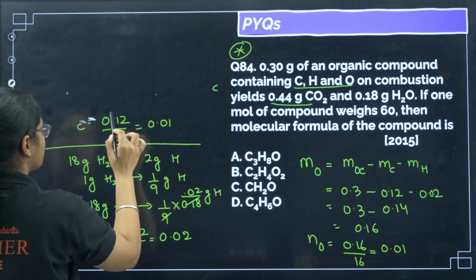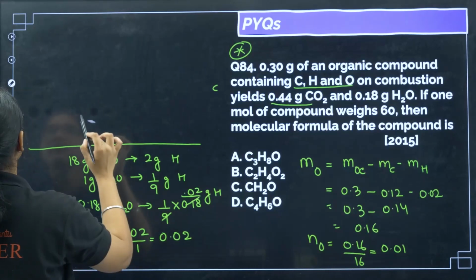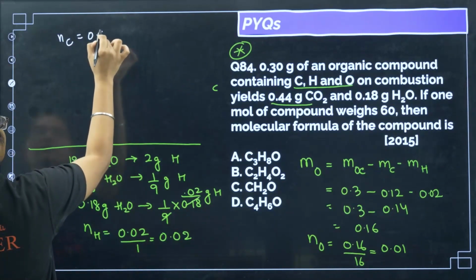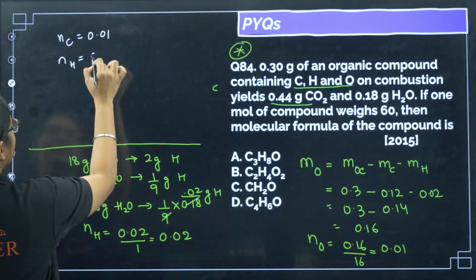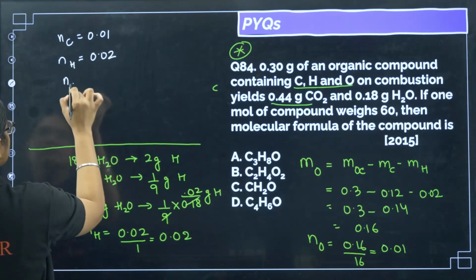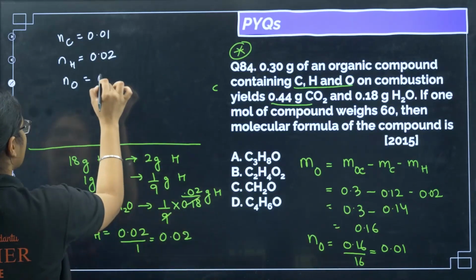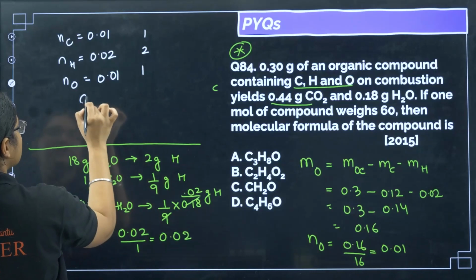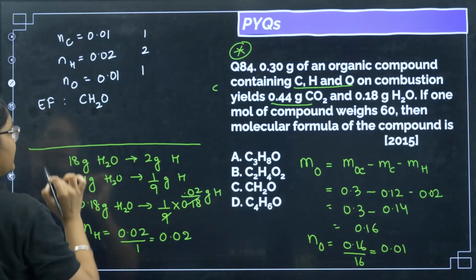So I got the number of moles of carbon is 0.01. Number of moles of hydrogen is 0.02, and number of moles of oxygen I got is 0.01. Okay. So what is the ratio of this one? 1:2:1. So what is the empirical formula? CH2O. Empirical formula is CH2O.